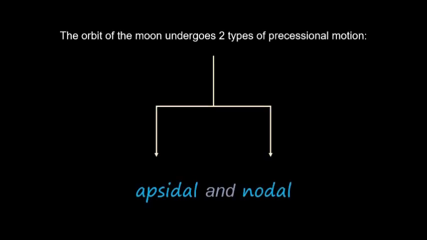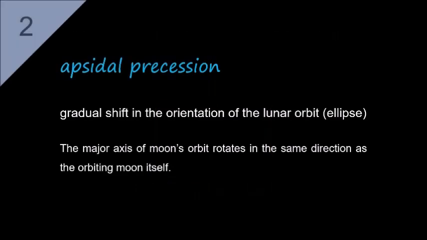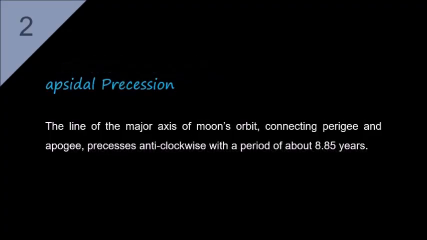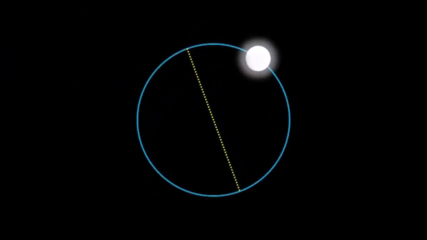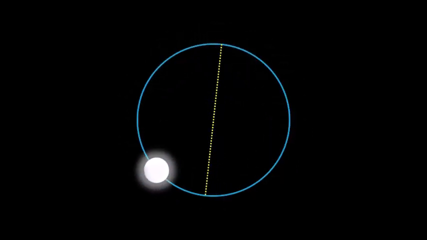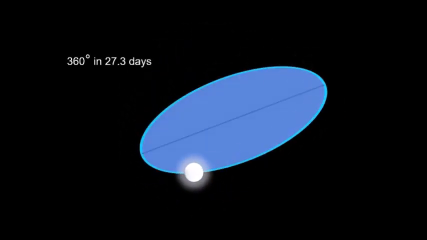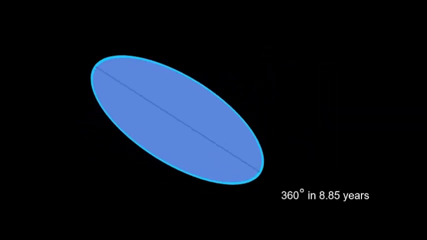Well, on the other hand, the orbit of the Moon undergoes two types of precessional motion, apsidal and nodal. Apsidal precession refers to the gradual shift in the orientation of the lunar orbit. The major axis of Moon's orbit rotates in the same direction as the orbiting Moon itself. The line of the major axis of Moon's elliptical orbit, connecting perigee and apogee, precesses anticlockwise with a period of about 8.85 years. Apsidal precession is a key factor in understanding orbital dynamics, as Newtonian mechanics alone doesn't suffice.